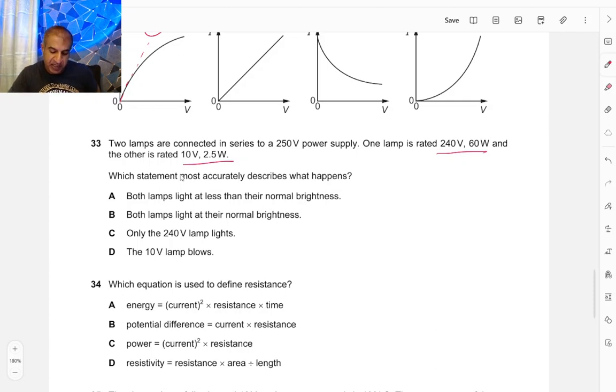Both lamps light at less than their normal brightness. Nope. Both lamps light at their normal brightness. That is correct because they are both getting the right amount of voltage because they are in series, and apparently we have a 250 volts supply, and 240 plus 10 is actually 250. Only the 240 lamp lights? No, the 10 volt lamp blows? No, this is not going to be true.